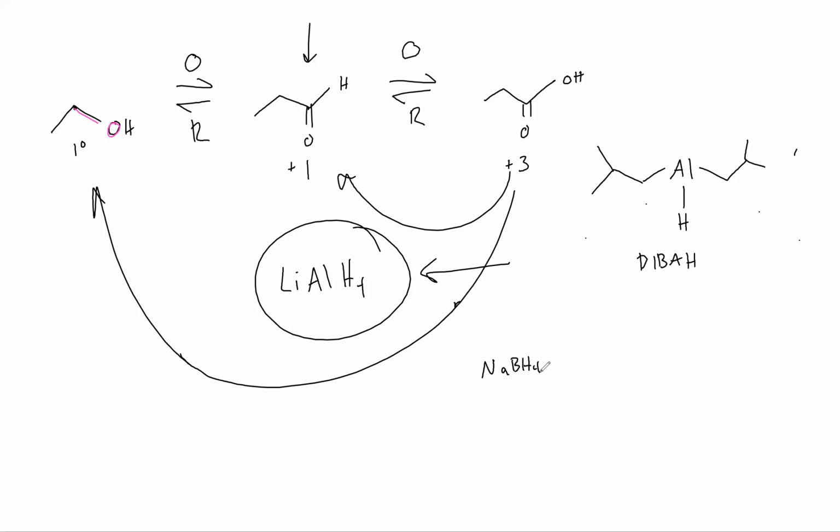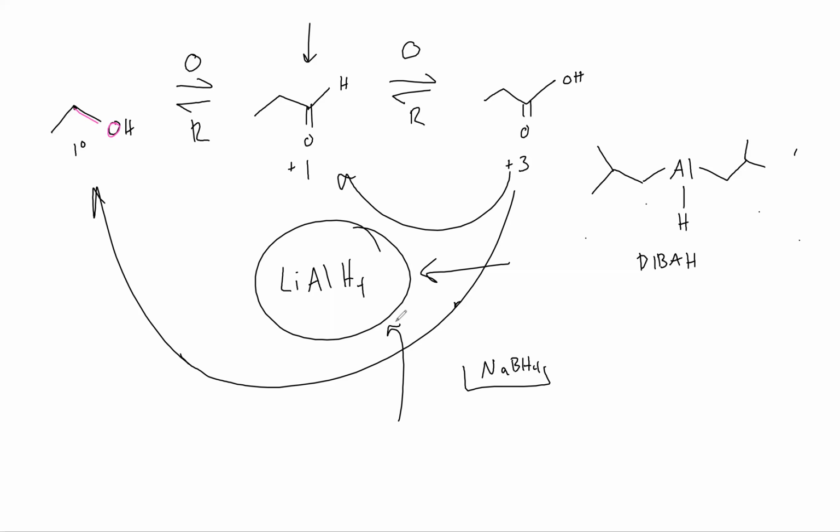NaBH4 is used differently. If it's the only possible answer for a weak reducing agent, you'll have to pick it. But it's more selective than it is weak, for reasons you'll see in organic chemistry 2. But for right now, lithium aluminum hydride is going to be the main one. So PCC can be used for any, and then the chromium can be used for carboxylic acids.